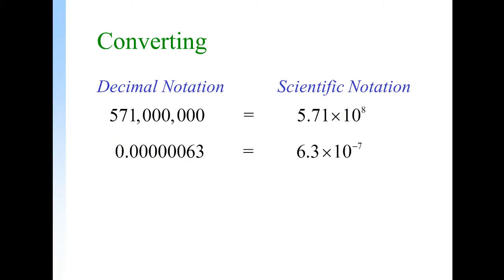Okay, let's do this one. I'm going to move it 1, 2, 3, 4, 5, 6, 7 places now, and it becomes 6.3. And I moved it 7 places to the right. So this is times 10 to the negative 7. Negative exponents indicate small numbers. Positive exponents, large numbers.